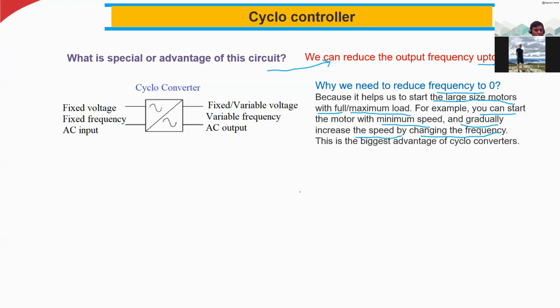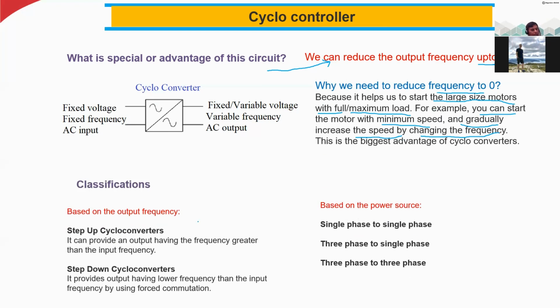Okay, I don't need to talk more about this introduction. Let's go inside. So based on the output frequency, we can divide this into step up cycloconverters and step down cycloconverters. Step up means it can provide an output having a frequency greater than the input frequency. Here step down means the output frequency is smaller than the input frequency.